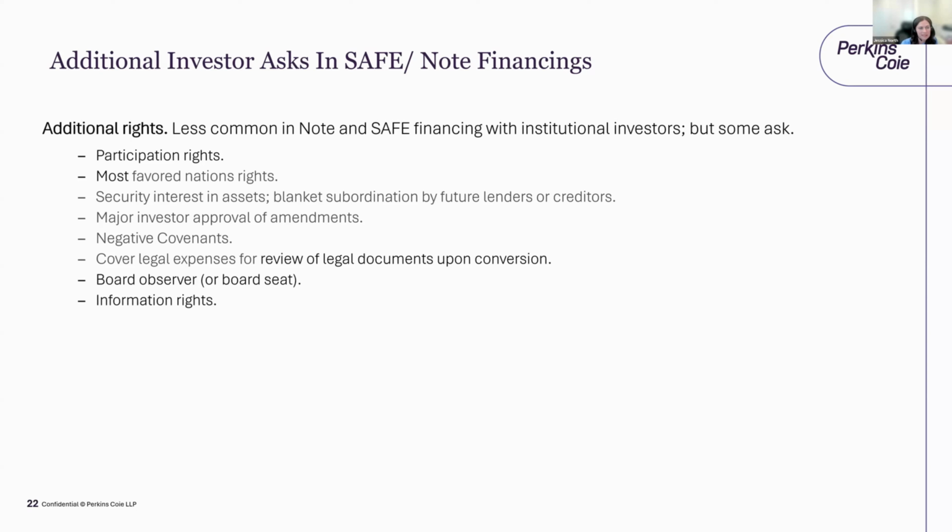Amendments on terms of these convertibles, negative covenants or blocks on sales of the business. Again, that's very uncommon at this stage. Some institutional funds may ask you to cover their legal expenses, $5,000, $10,000 to do an initial review, although that's also uncommon. And they may negotiate for a board observer or board seat in the next round when the board is more established.